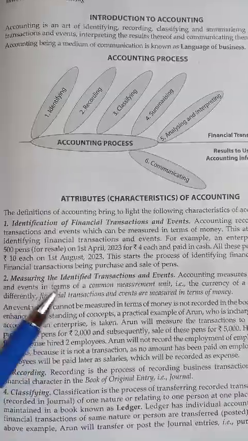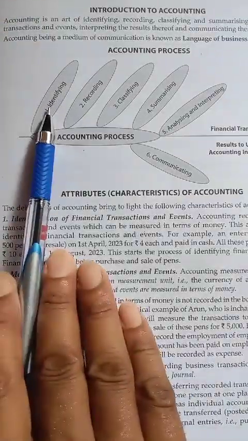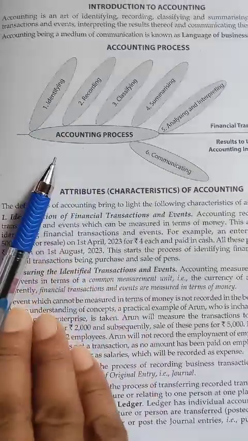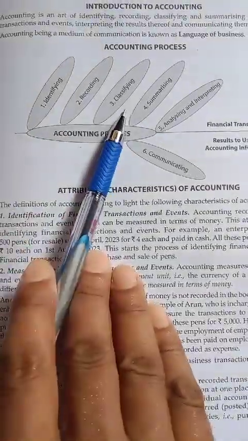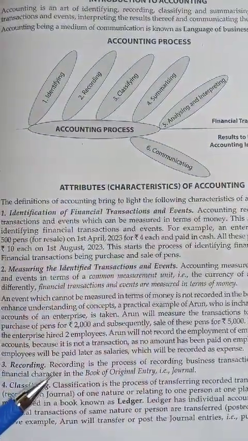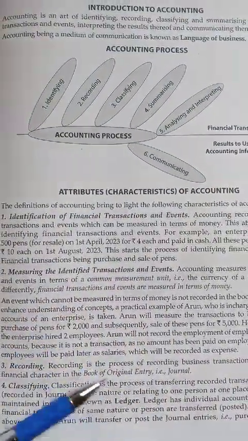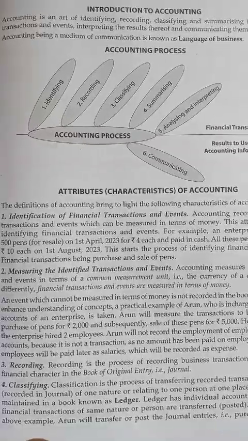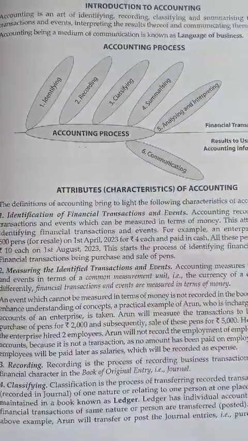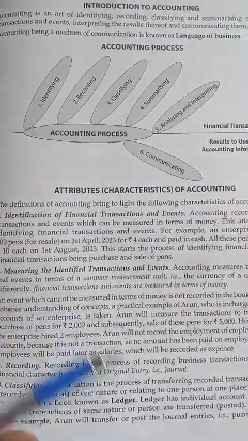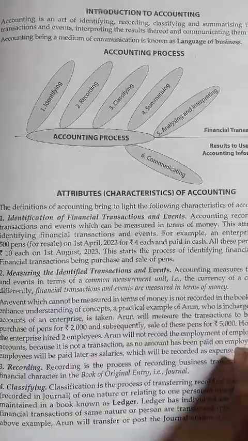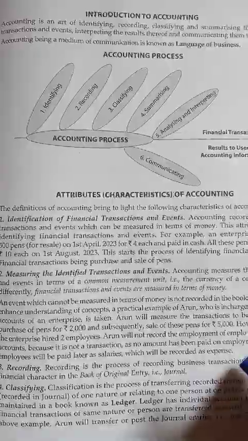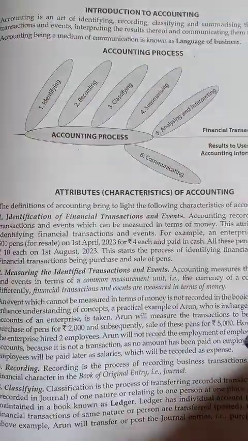But now you try to understand. First we will identify our transactions that are related to our business organization. Secondly, we will record in the books of accounts, and third we will classify. Classify means grouping similar types of transactions. Suppose many purchase-related transactions are there, some sales-related transactions are there, some expense-related transactions are there, so that we will classify. After that we will summarize all the related transactions.